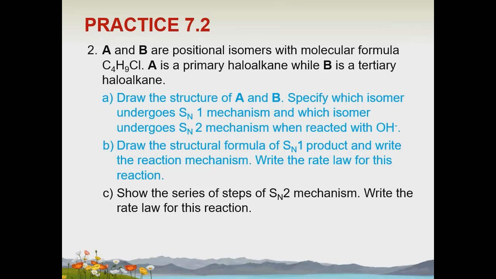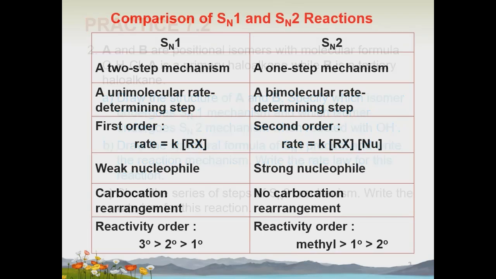Rate law. Let's look at how rate law comes into the equation. Now let's compare between Sn1 and Sn2. Sn1 involves a two-step mechanism, but Sn2 has only one step. So Sn1 is called a unimolecular rate determining step because the first step involves only one reactant. So it is first order, whereby rate equals k times the concentration of RX. Remember chapter 3, reaction kinetics.